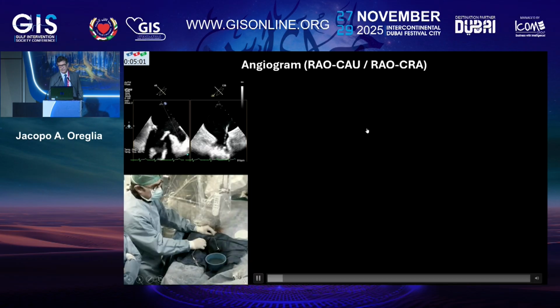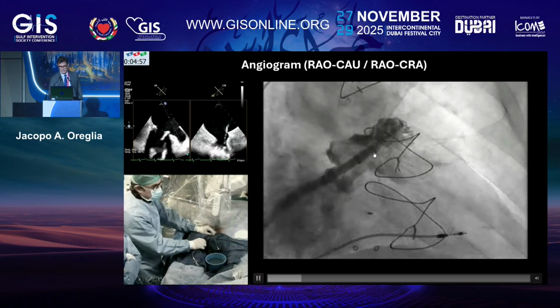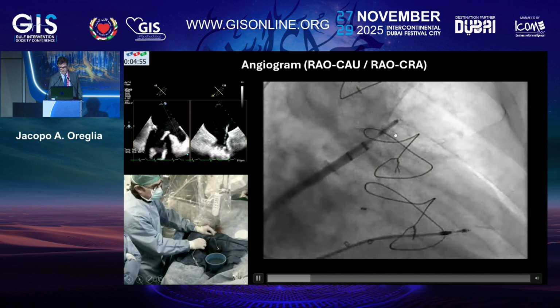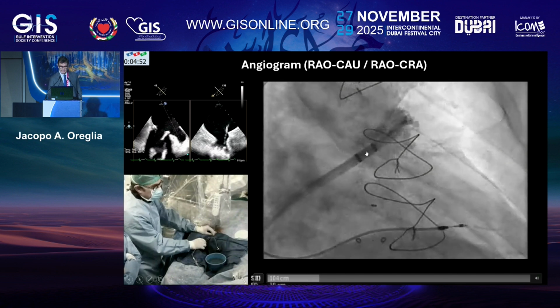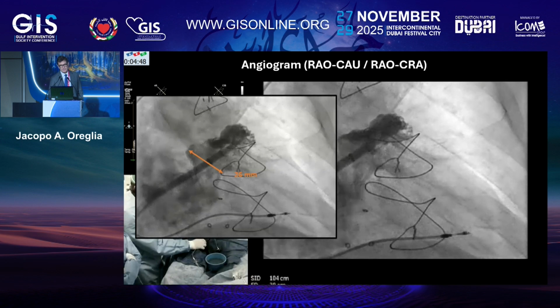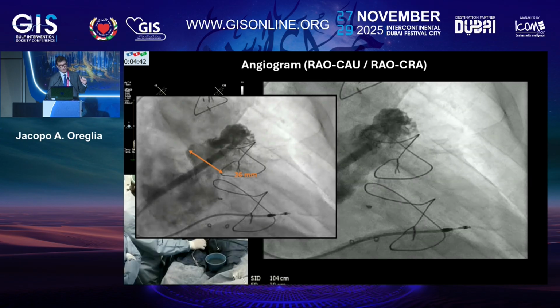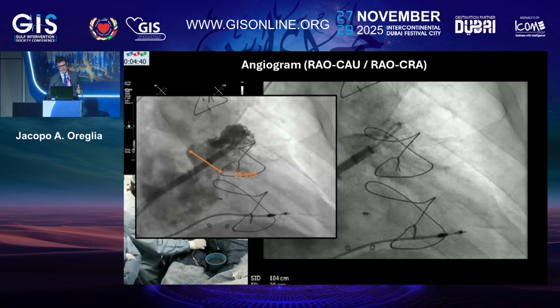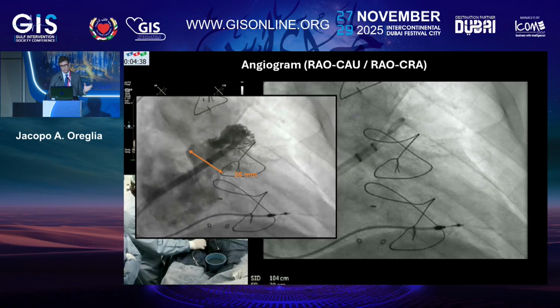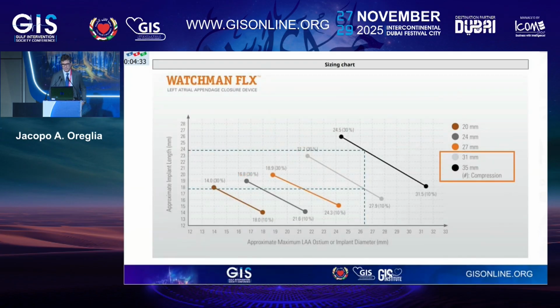This is the RAO caudal view that I showed you before on the CT scan, and this is the LAA opacification with contrast. You see the pigtail, the guiding catheter, and the opacification of the LAA. And again, we can take some measurements also in fluoroscopy. So in this case, we had all measurements, from CT scan, echo, and fluoroscopy, that showed an LAA ostium between 24 and 27 millimeters.